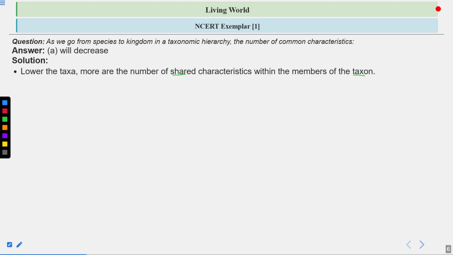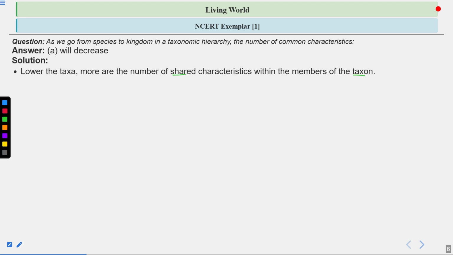For example, in Kingdom Animalia, all the animals are grouped together based on multicellularity. This is the common feature: all are multicellular. But the animals are different in other characteristics. The only similar characteristic is being multicellular, which is a very broad, very general characteristic. That's why the number of similarities at a higher taxon is very less, and the number of similarities at the lowermost taxa is more.